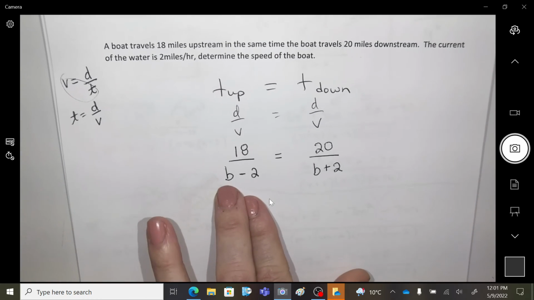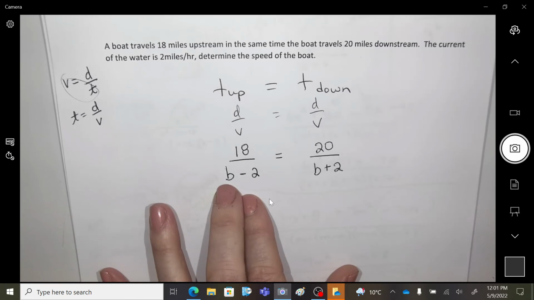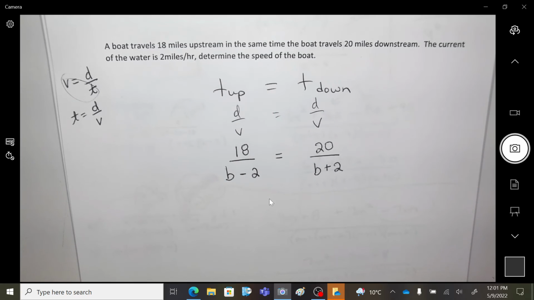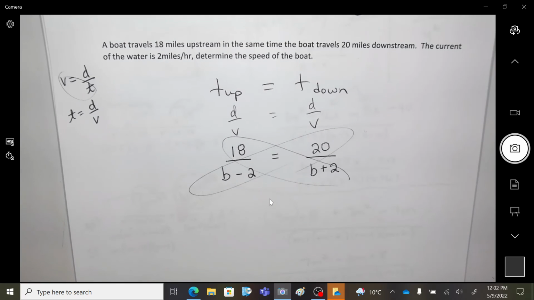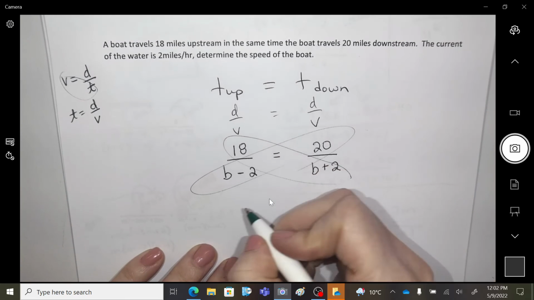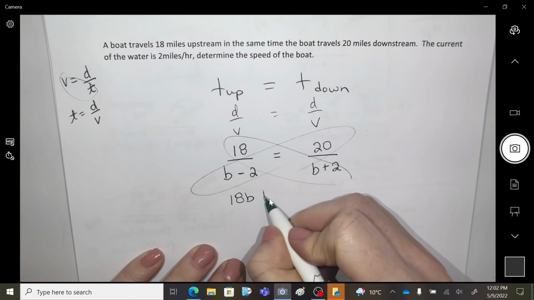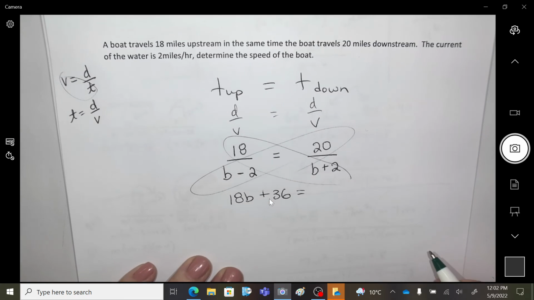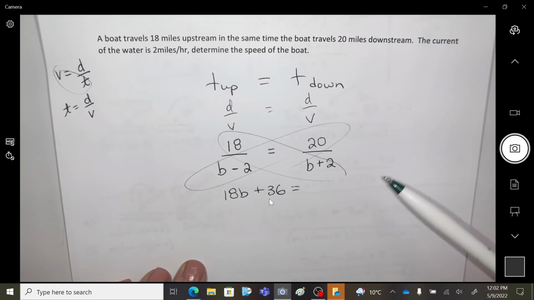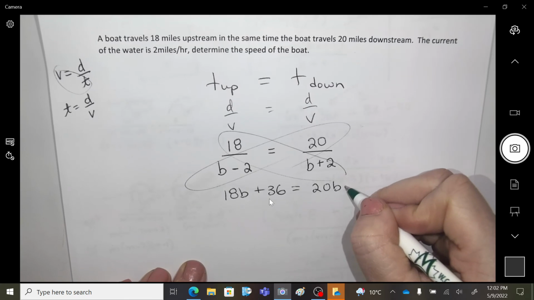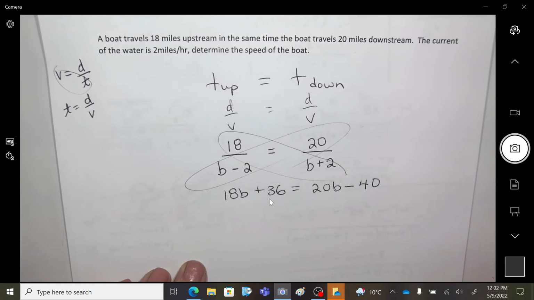If you did it wrong, you're going to realize it because your answer at the end will be a negative boat speed or water speed. Something would be negative, and that's not correct. Okay, I'm picking the cross multiply strategy. So I get an 18b plus 36. 18b plus 36 equal to 20b minus 40.